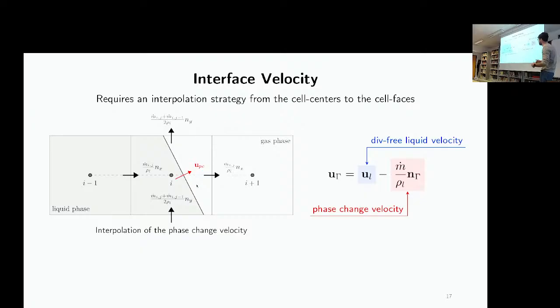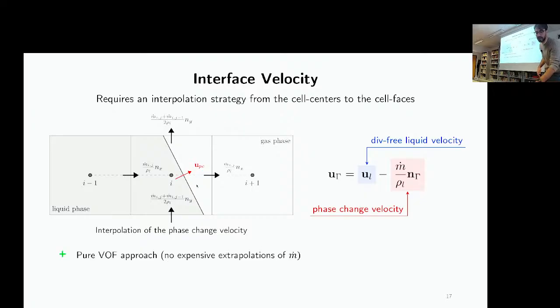The problem is that the vaporization rate is computed at the cell center of the interfacial cells, while the phase change velocity and the interface velocity must be computed at the cell faces. So we introduce an appropriate methodology to interpolate the phase change velocity from the cell center to the cell faces, using an upwind interpolation for all those faces in contact with a single interfacial cell, and a linear interpolation for those faces which are in contact with 2 interfacial cells.